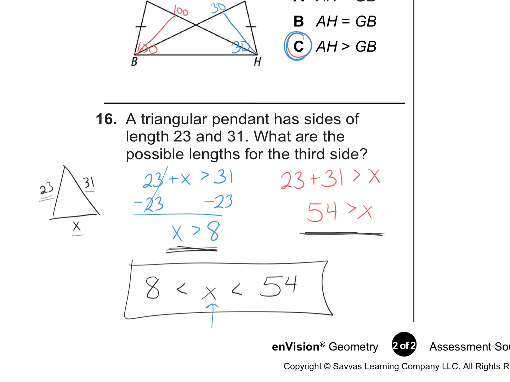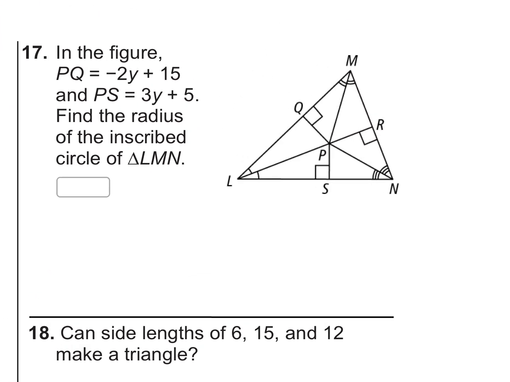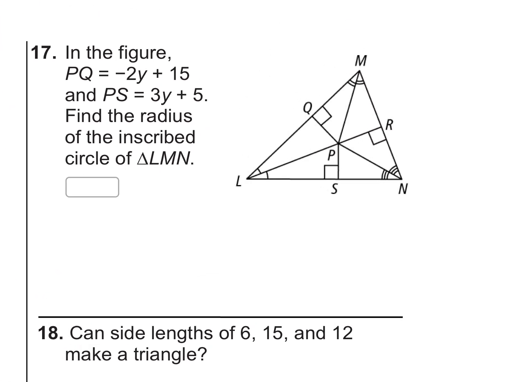What if X is the biggest number? Okay, number 17. Couple different things going on here. It gives us the value of PQ and PS and wants us to find the radius of the inscribed circle.